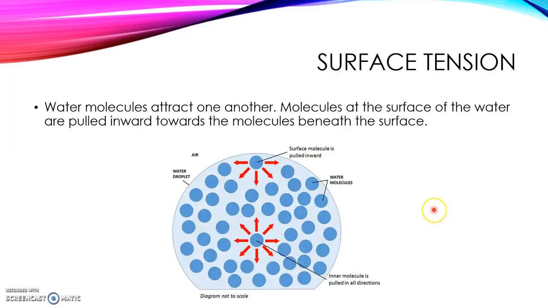And this happens because water molecules attract one another, so the molecules at the surface of the water are pulled inwards towards the molecules beneath the surface. And you can see that in this picture. This depicts a water droplet, and these are the molecules inside the droplet.